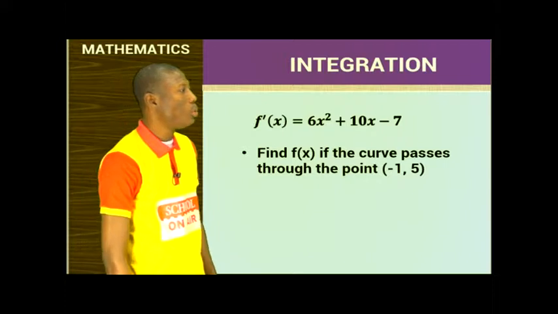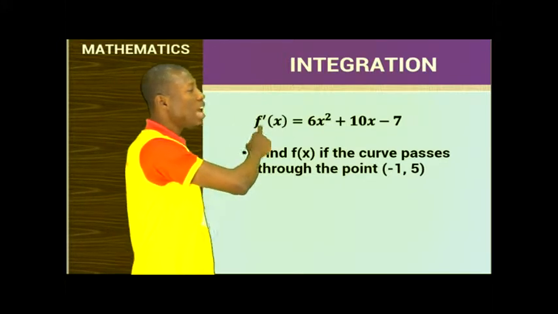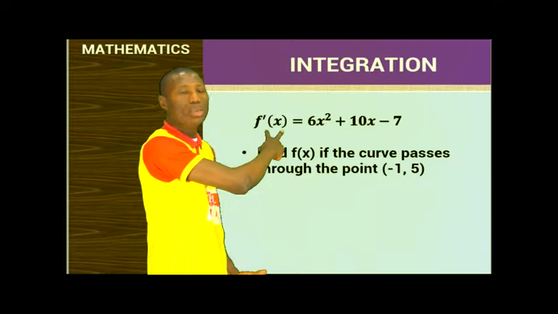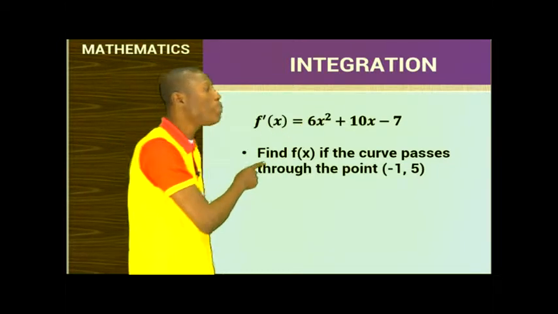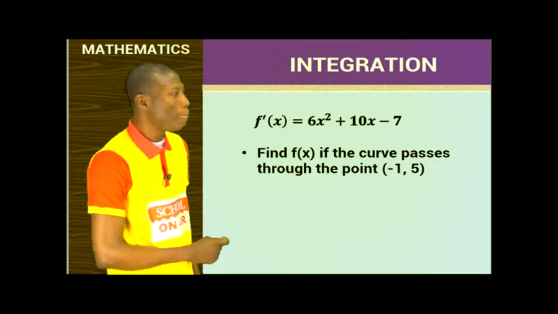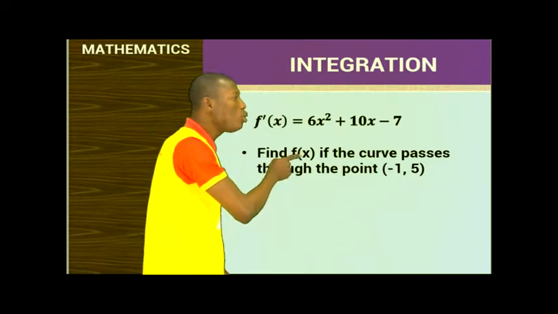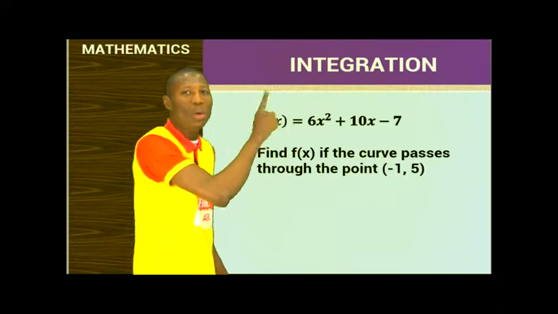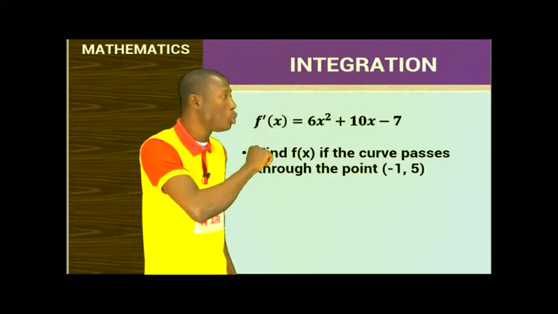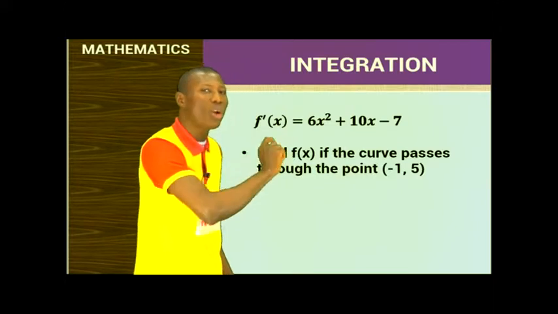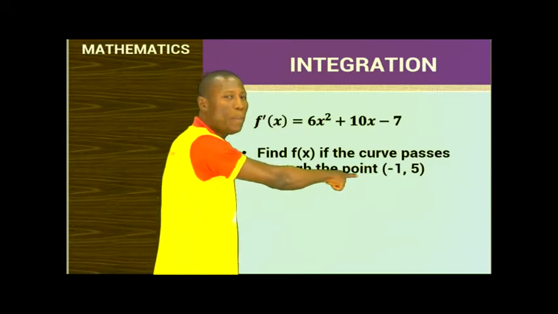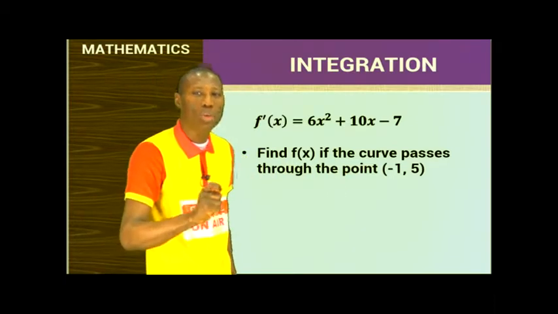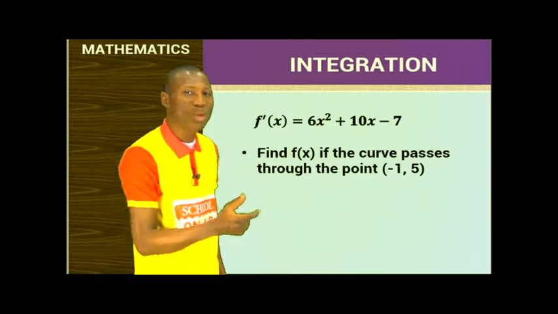Now, in this question, f prime of x means dy/dx, or the gradient of this function. Find f of x if the curve passes through this point. For you to find an equation here, I said in the last episode that when you have integrated, you have a constant c. When you find the equation at a particular point, it means that at the end of your calculation, you get the value of c, which will be part of your equation. Now, let us see the solution.